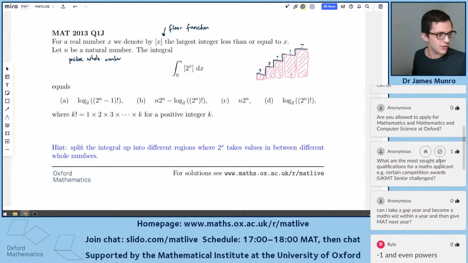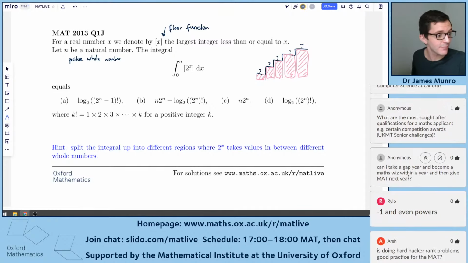What are the most sought after qualifications for a maths applicant? Being good at the MAT. Yes, that's it. You don't have to have any certain competition awards. You don't need to have had any experience with that. The suggestion in brackets is UKMT senior challenges. I mean, that would be quite unfair on all the people not in the UK, but even joking aside, we don't have a systematic way to get your scores from that or to compare them with each other.